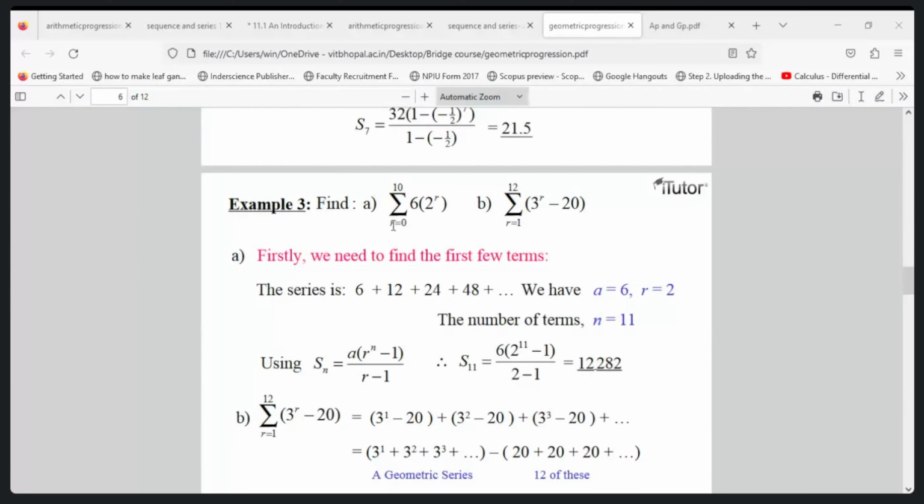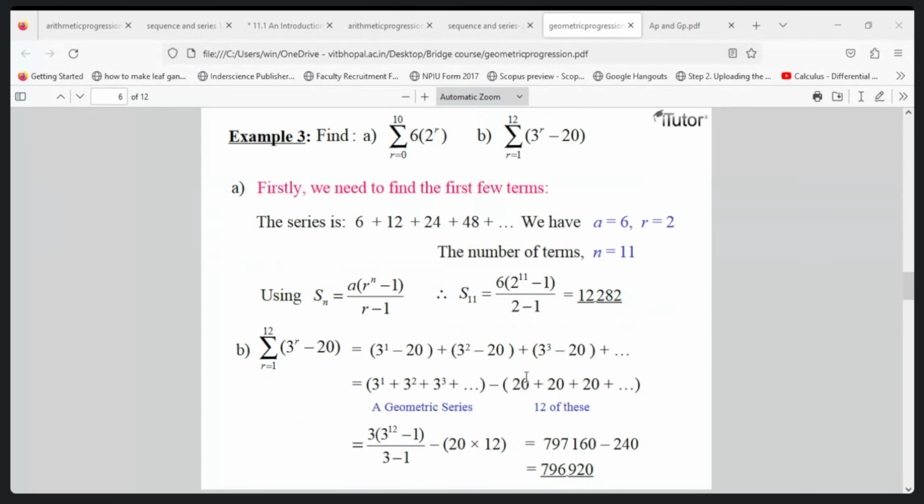Then, the sum over r equal to 0 to 10 of 6 into 2 to the power r. So 6, 12, 24, 48. We have A is equal to 6, R equal to 2, N equal to 11 here. Sn is equal to, again we want to find, so this is.